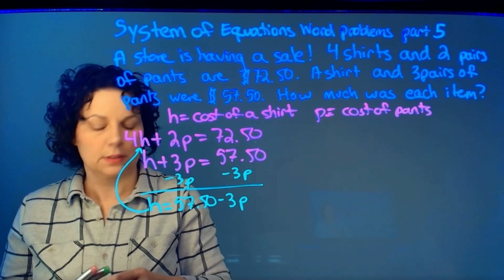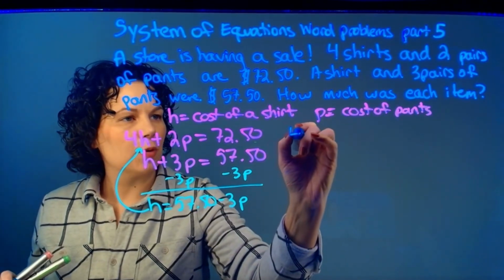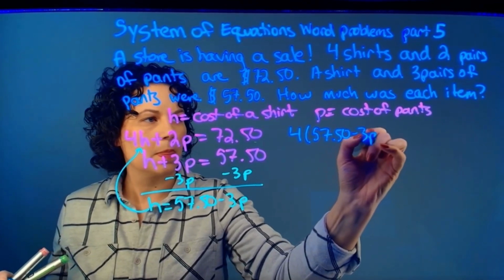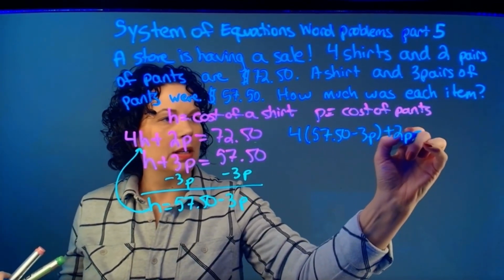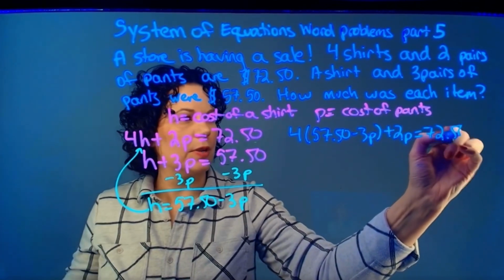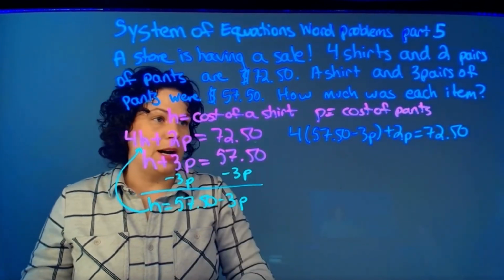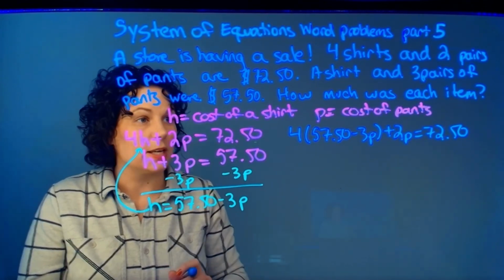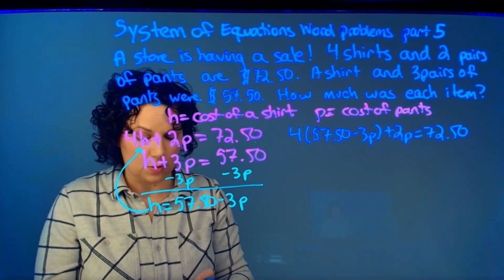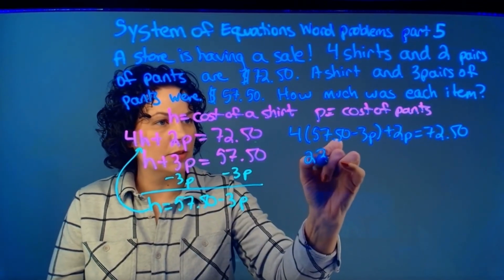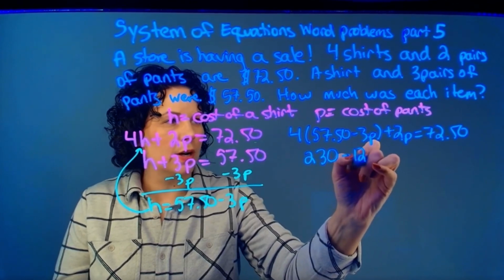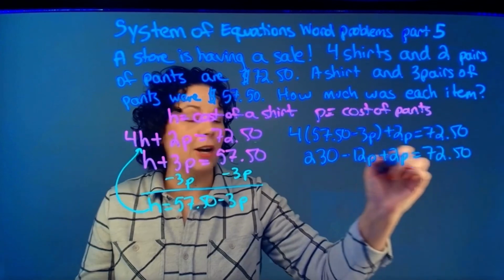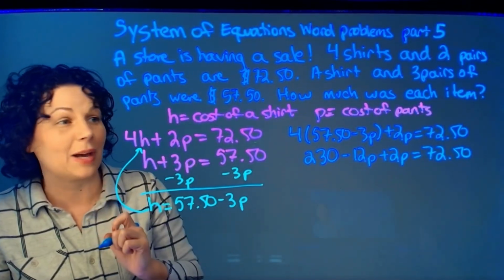Let me switch colors again. See if this blue works. 4 times that whole cost plus 2P equals $72.50. Now, I don't want to make a mistake, and I want to save a little bit of time in our videos so they're not taking forever, so I am going to use a calculator to multiply. That's going to give me 230 minus 12P plus 2P equals 72.50. Now, if you're not allowed to use a calculator, make sure you're doing that by hand.